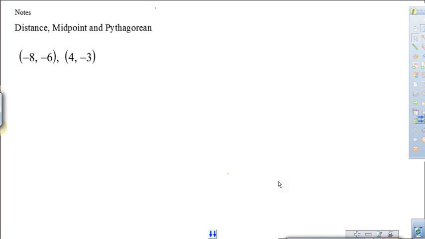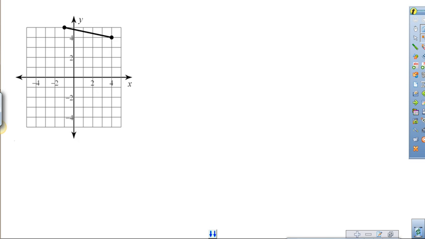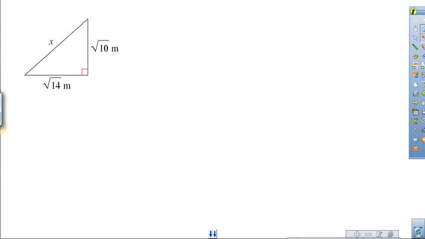We are starting notes on distance, midpoint, and Pythagorean theorem. I'm going to do this in a different order, so if you can flip to the back for me, we're going to start with Pythagorean theorem. The directions say find the missing side of each triangle, leave your answers in simplest radical form.